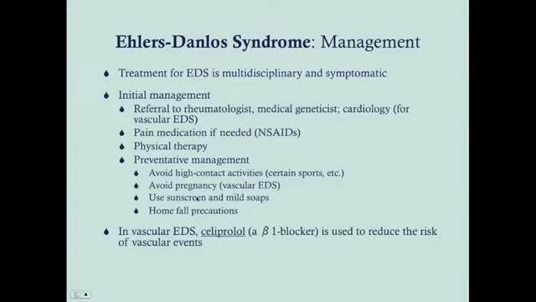In vascular EDS, pregnancy should be avoided because of the risk of uterine rupture. Sunscreen and mild soaps should be used to prevent premature aging of the skin. And then fall precautions at home, so making sure you don't have any loose cords, rugs, and so forth. In vascular EDS, a drug called celiprolol has been used, which is a beta-1 blocker, cardioselective, and this is used to reduce the risk of vascular events.